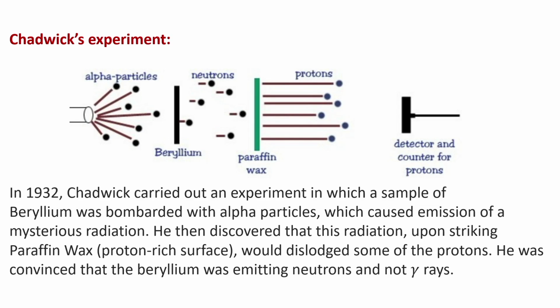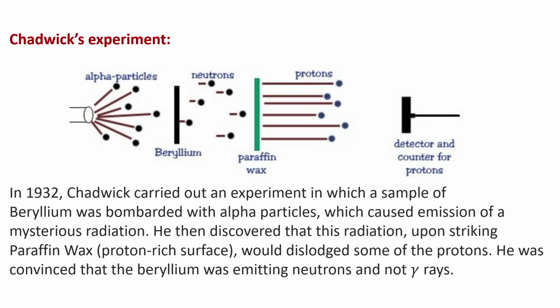So, let me come to a schematic diagram of Chadwick's experiment. There is a source of alpha particles, which are 2He4, and they are bombarded towards the beryllium target, and then there are neutrons that are coming in, and they are hitting this paraffin wax, and then there are highly energetic protons that are coming in to be detected by the detector. So, this is the detector and counter for the proton. So, what are all these? Beryllium is of course a target.